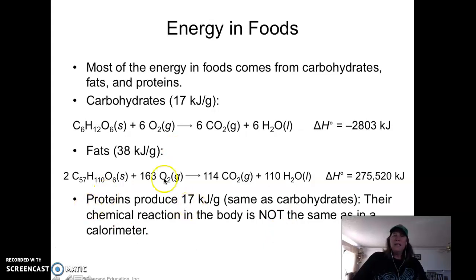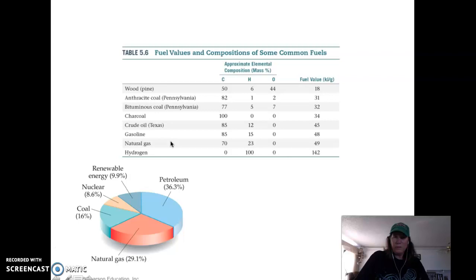But proteins produce about the same as a carbohydrate, but your body really doesn't want to burn proteins. Proteins are for building things, building your muscles, building all that. So your body kind of tries to stay away from proteins and leave them alone. But really, this is the difference when you're talking about energies and foods.